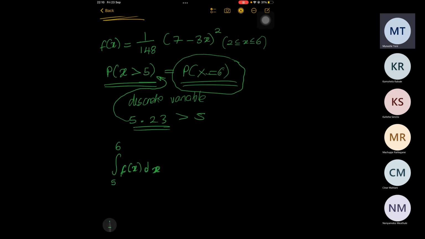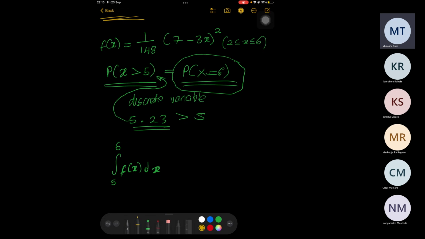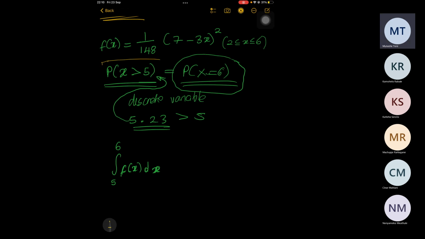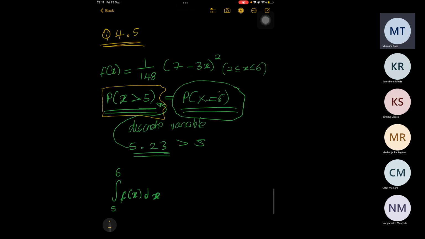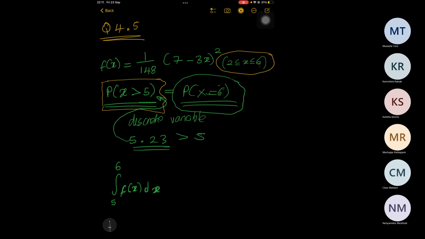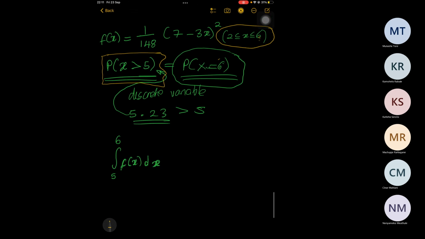Because here, keep in mind, this is the probability that you're working out: the probability that x is greater than 5. So we want to incorporate all values that are between 5 and 6. And why are we using 6 as our maximum? Because that's what we were told by the range of x. The maximum value of x is definitely going to be equal to 6.